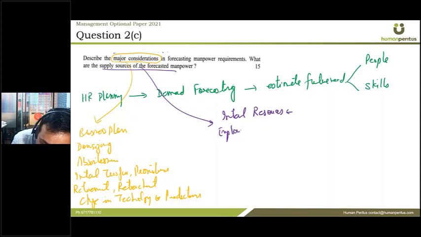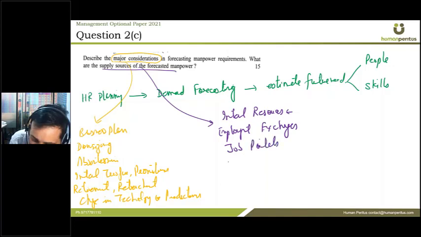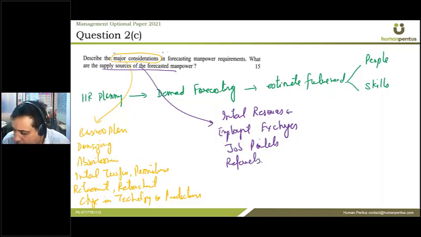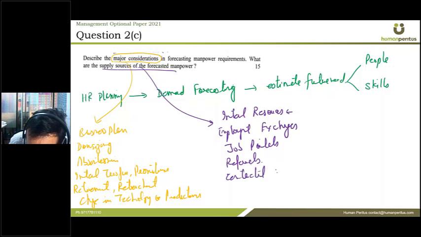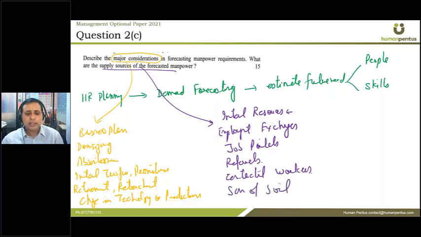Then we have got employment exchanges. Then we have got job portals. Then we have got referrals from employees within the company. Then we have also contractual workers, contractual staff. Then another source is son of soil. So these can be different sources through which we can hire the forecasted manpower.